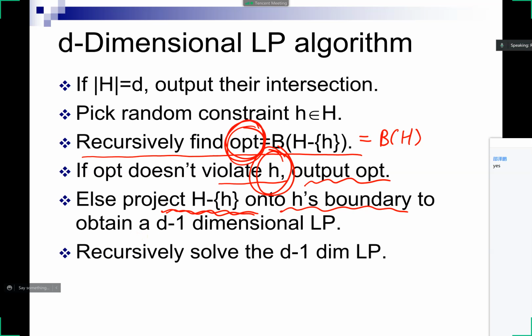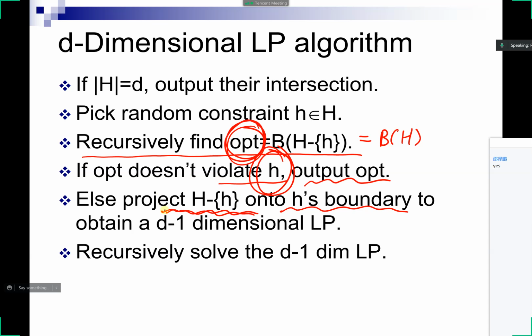Again, the projection operation just means that here we have these half spaces, right? And H's boundary is a D-1 dimensional space. So in 2 dimensions, H's boundary would be a one-dimensional line, okay? And in general, in D dimensions, H's boundary is going to have D-1 dimensions.